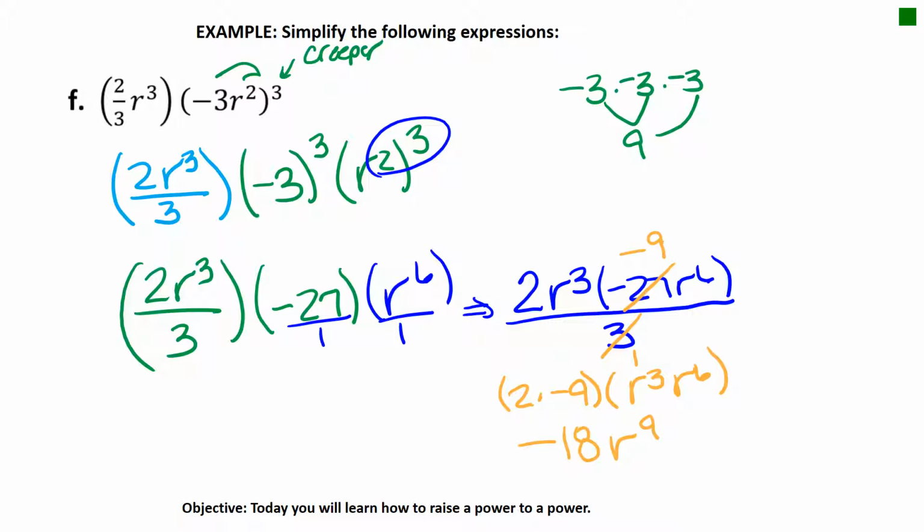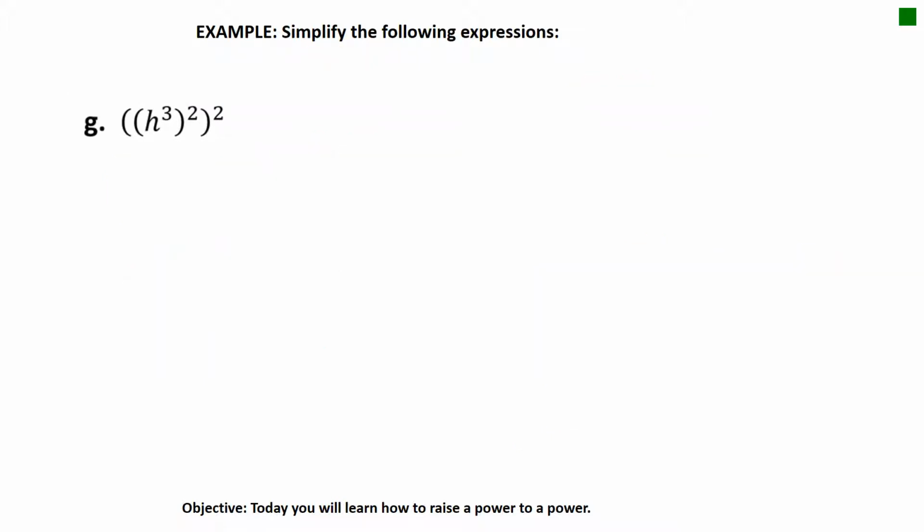Now the other way to do this is to multiply the 2 and the -27, -54, the R to the third and the R to the sixth, R to the ninth, all over 3, and then divide those out. And you still get -18 R to the ninth. Oh, choices, choices, choices. So what's going to happen is you're going to go to class tomorrow and your teacher's going to tell you the way they really want you to do that. Totally depends on who you have. Next slide.